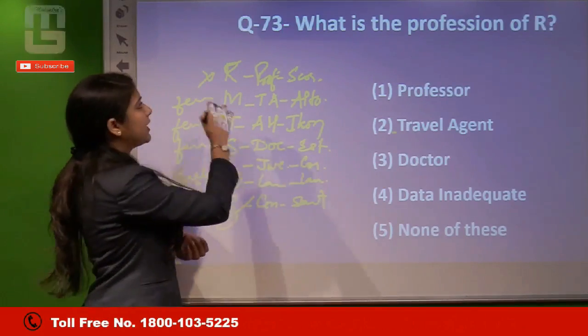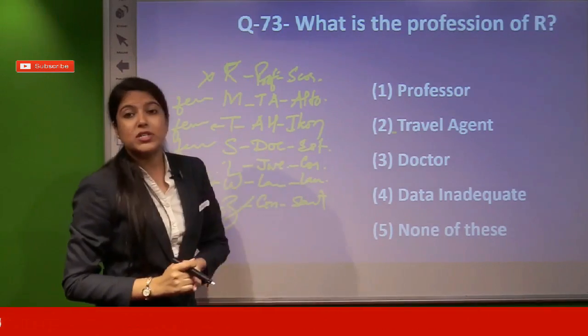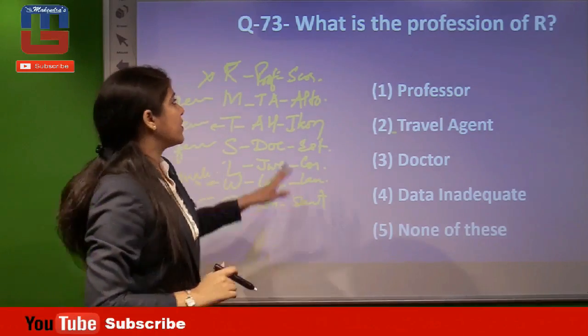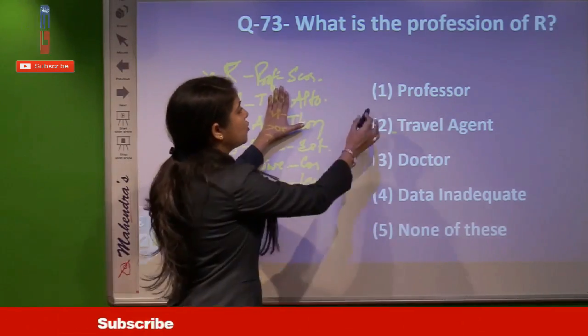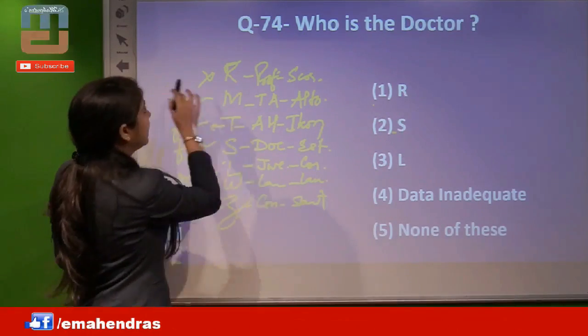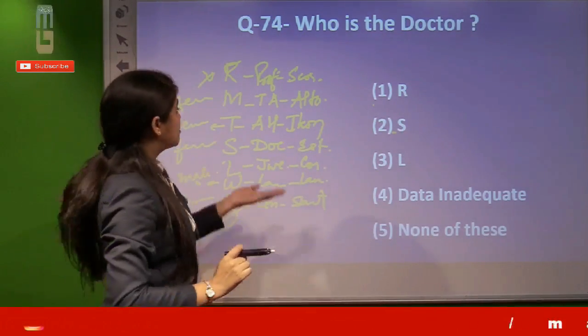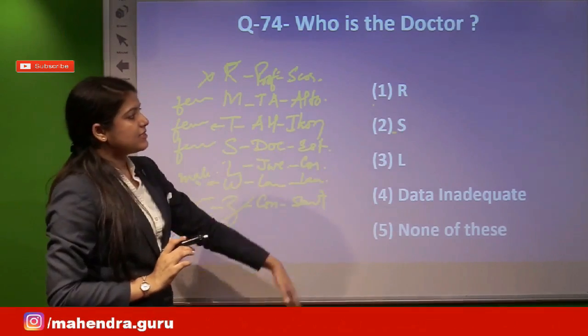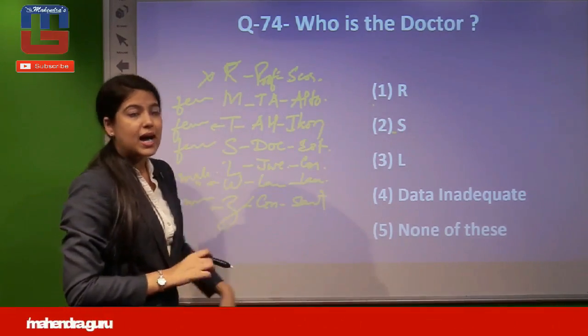Moving further with the next one, what is the profession of R? Now, R's profession is professor. So, option number 1 would be our answer, right? Moving further with the next part, who is the doctor? So, doctor is definitely S. So, option number 2 would be the answer.